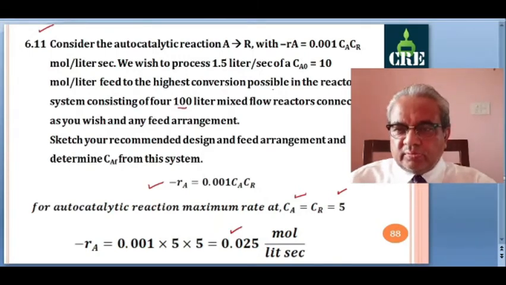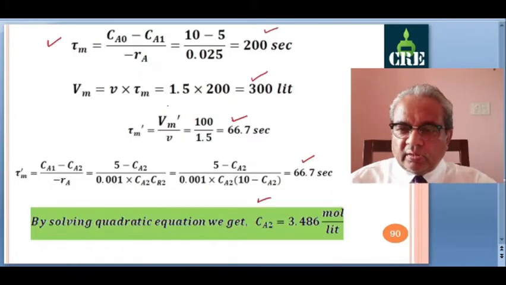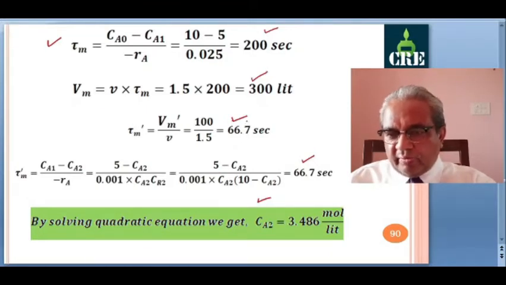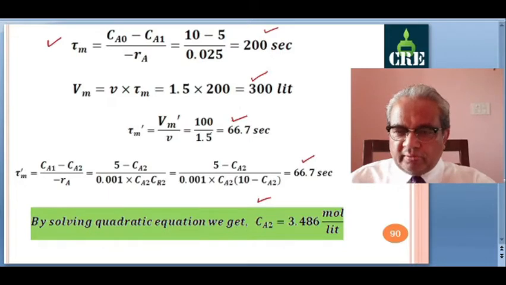Highest possible conversion means that of A. So the highest possible conversion, this is unconverted. We'll get that value, and with the arrangements we make here, Ca2 is 3.486, Ca0 is 10. Okay.